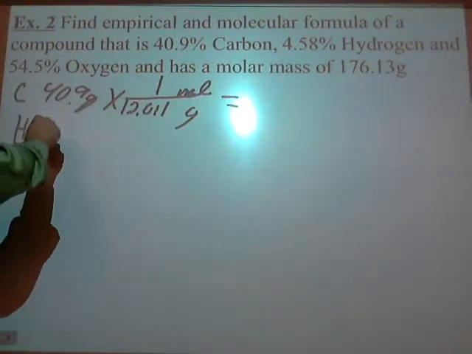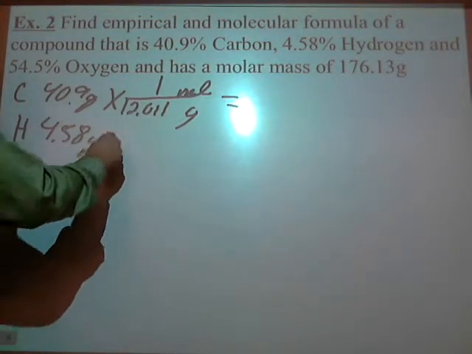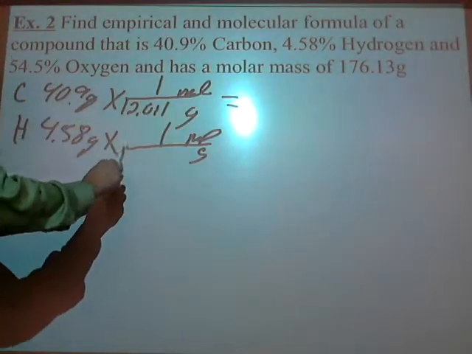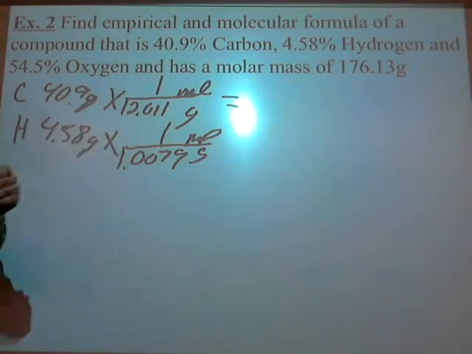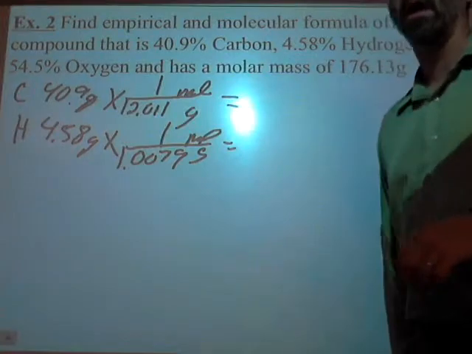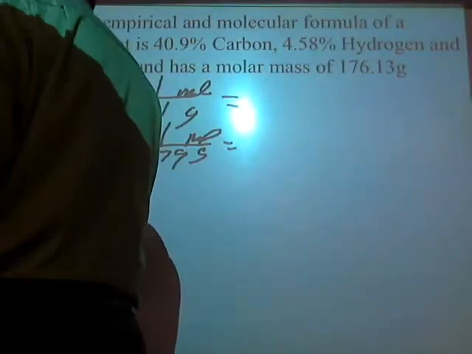I've got 4.58% of hydrogen, but since I'm assuming 100 grams, I'm going to have 4.58 grams of hydrogen. Grams at the bottom, moles at the top. 1 mole contains, for hydrogen, 1.0079. That is the atomic mass of hydrogen. Let's let Ronnie do that one. And while she's doing that, let's set up O.